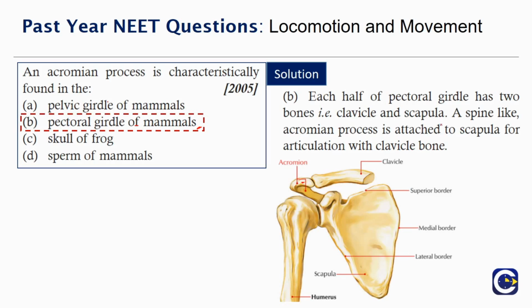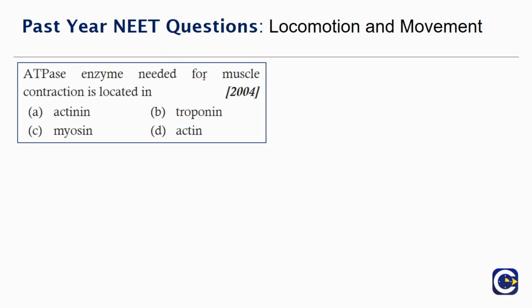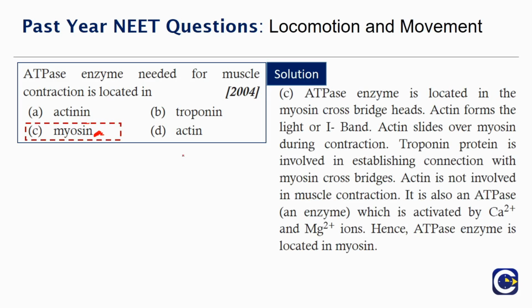So moving on to the next question. ATPase enzyme needed for muscle contraction is located in actin, troponin, myosin. Actinin, troponin, myosin, actin. So the actin and troponin and myosin, they are part of the muscle contraction process, but we know myosin is involved in the actual ATPase activity. It only lyses the ATPase and reveals the C-troponin so that there is the binding between the actin and myosin heads. So the answer is myosin.